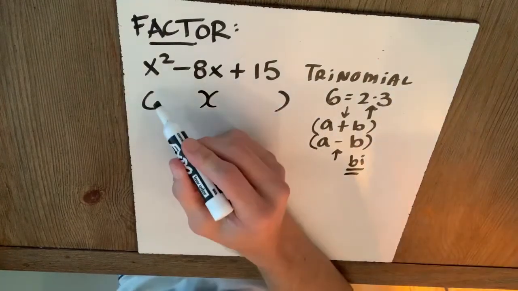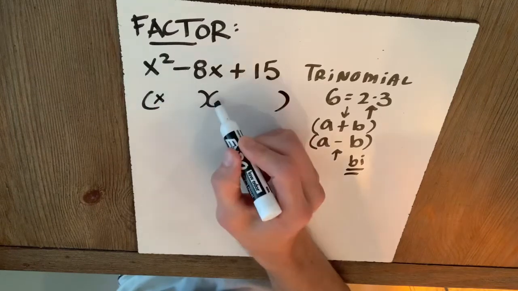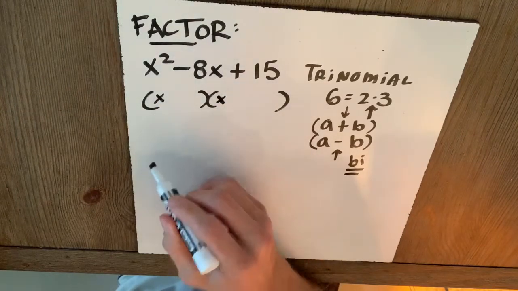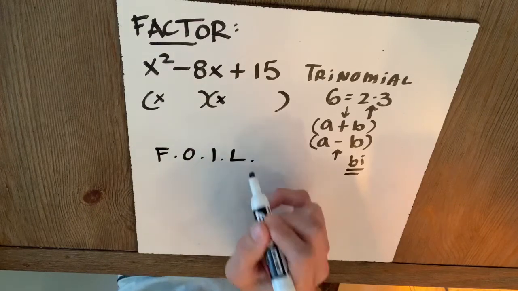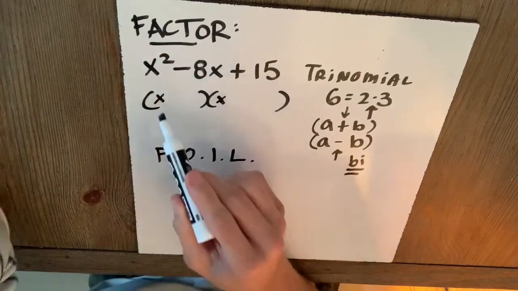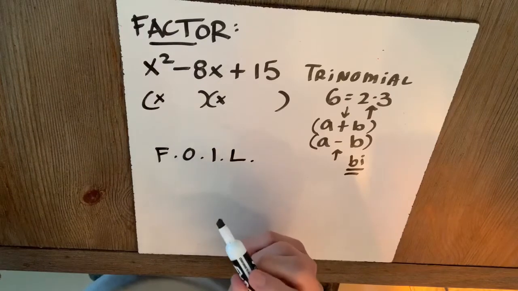So I'm asking, what times what gives me x squared? Of course, that's x times x, because I'm thinking about first, outer, inner, last. So if I'm thinking about first, x times x equals x squared.